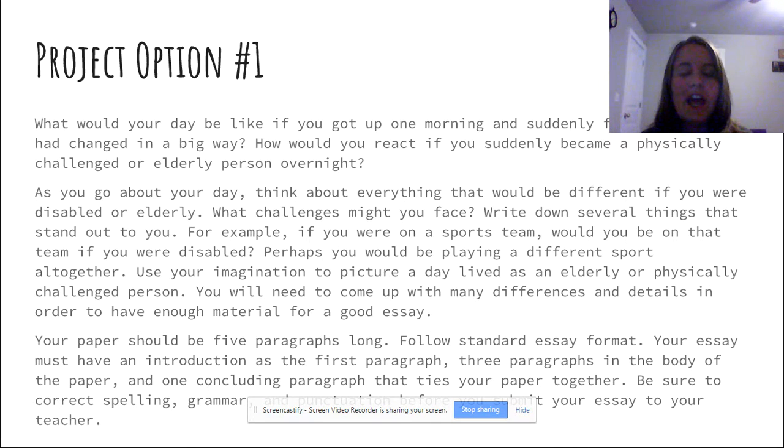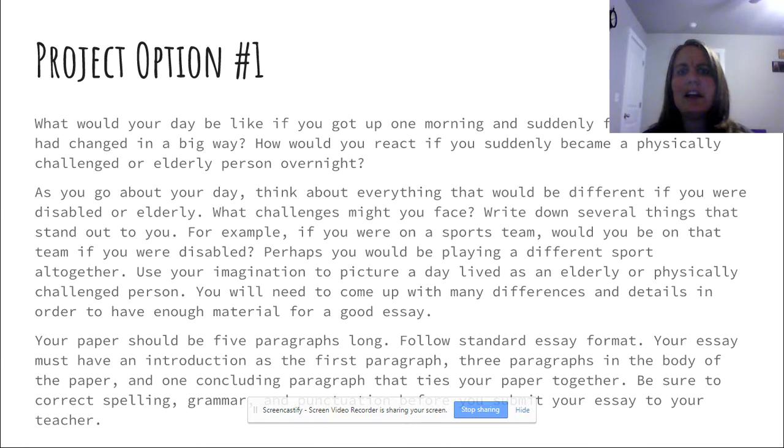All you have to do is pretend that you wake up one morning and either you're elderly, so in your 80s, 90s, or you have a disability. So maybe you're in a wheelchair, or maybe you're deaf or blind, something along those lines. You're going to pretend that for a day you had that disability, you woke up, and what was your life like? And you're going to write a 5-paragraph essay explaining what a day in the life of being disabled or elderly is like.